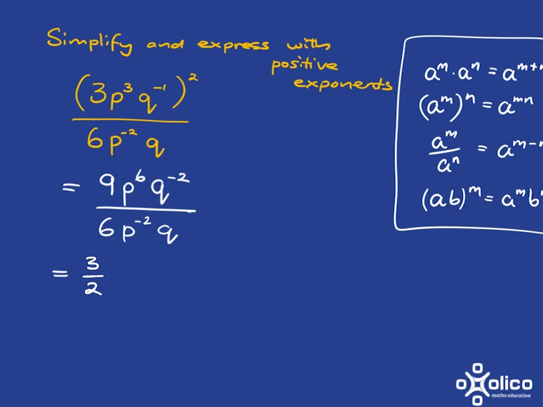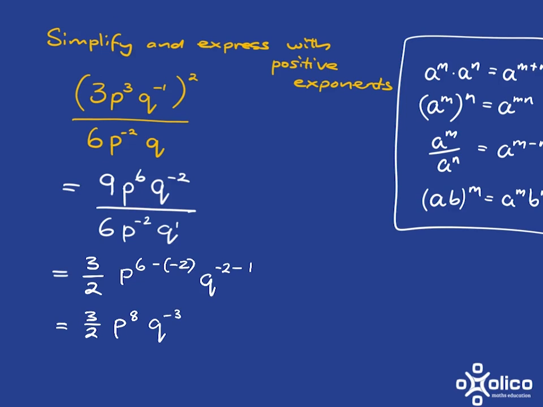All right, now we're into high school with our exponents. So we've got p to the 6, and then we're dividing by p to the negative 2, so we must subtract off negative 2. And then we've got q to the negative 2, and it's divided by q, which is q to the 1, so we subtract off 1. So what we have here is 3 over 2, and then p, 6 subtract negative 2 is the same as adding 2, so it's p to the 8, and q to the negative 2, going down further even 1, is q to the negative 3.